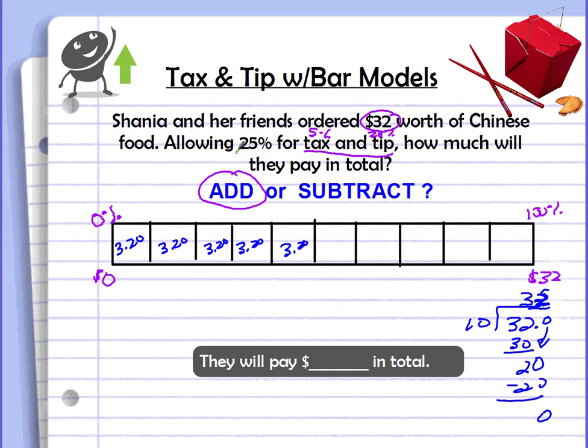Now we're looking for what? We're looking for 25%. So here's 10%. Here's 20%. Here's 30%. And we can stop because we want to find 25%. We know that's going to be halfway between the 20 and the 30%. So this is going to be our 25%. So we're looking for the 25% amount. Okay, so if we split our $3.20 tile into half, each half is going to get $1.60.